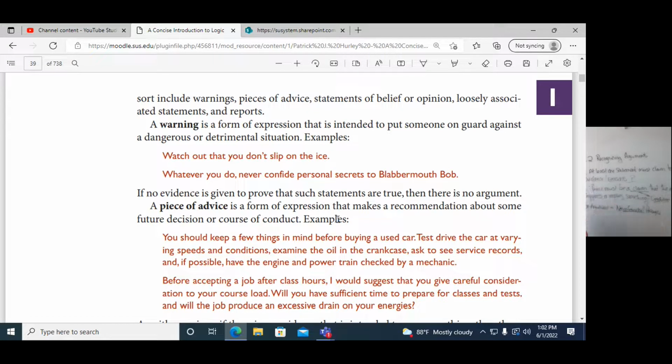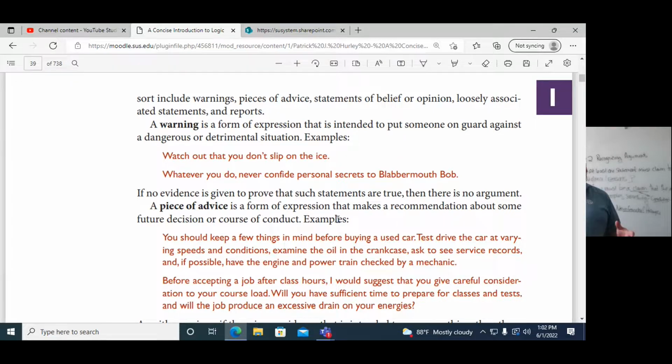Next, someone can give you pieces of unsolicited advice. These are a form of expression that make a recommendation about a future decision or course of conduct underway. So consider, how many times have you seen new mothers receive advice from strangers about being a mother, like they have some wisdom, and sometimes it's warranted, maybe it is, right? That's an argument to be made.